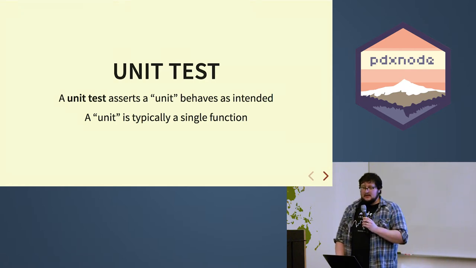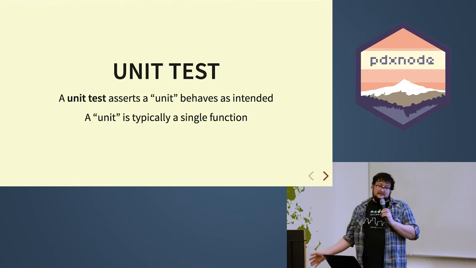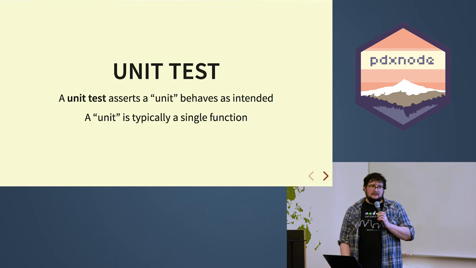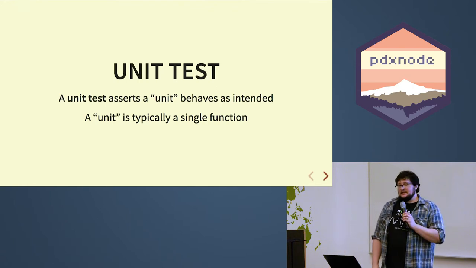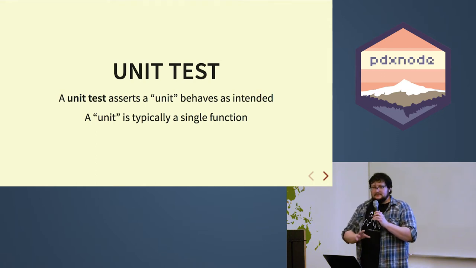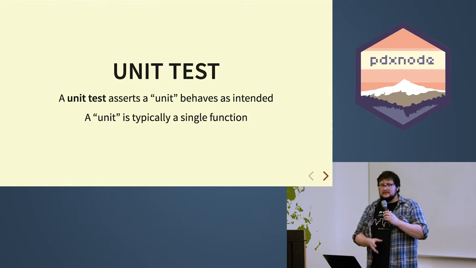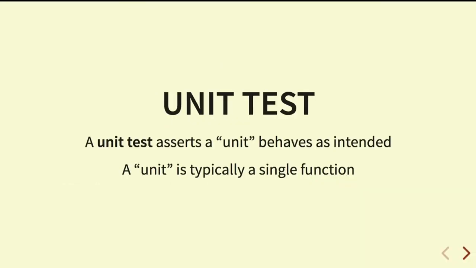That's one way. If your unit just does some side effects, and we'll see that here in a minute, like maybe it modifies some application state, your unit test is going to execute your function, and then it's going to make an assertion about the state of the application.